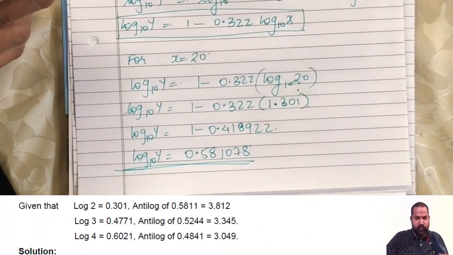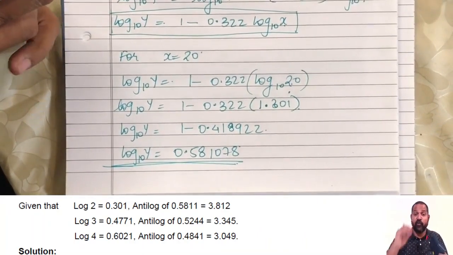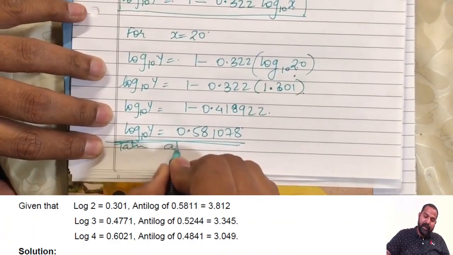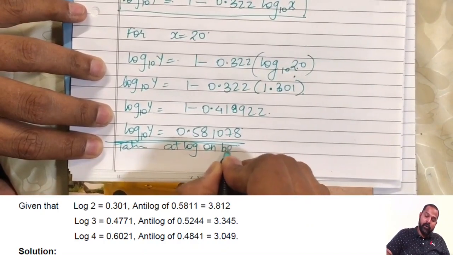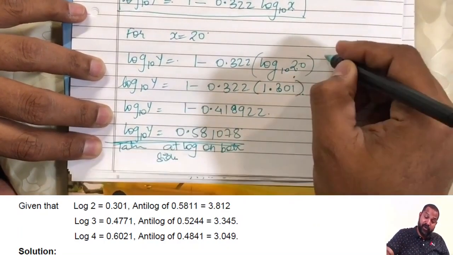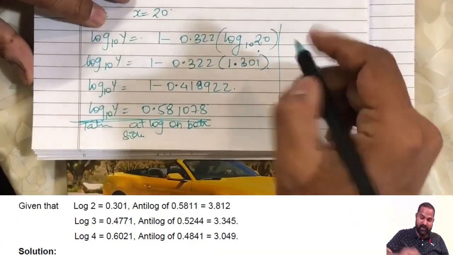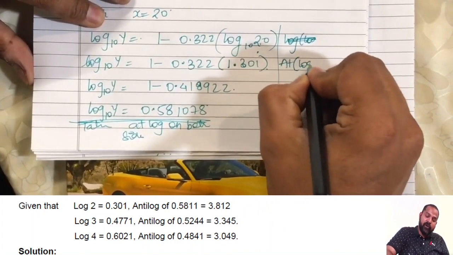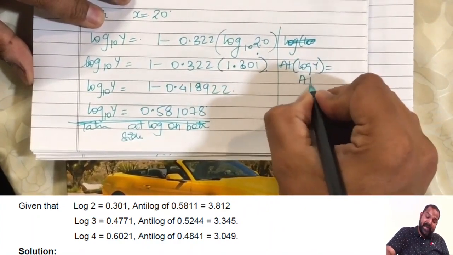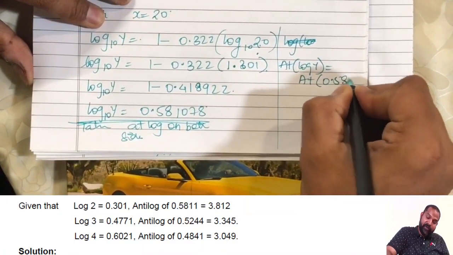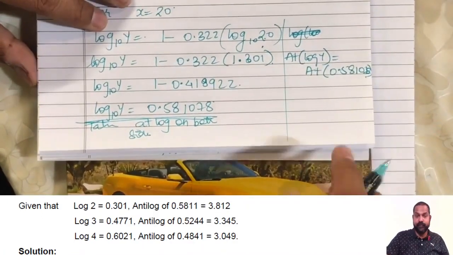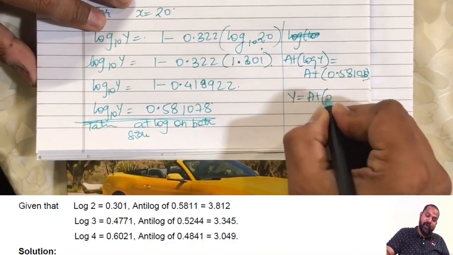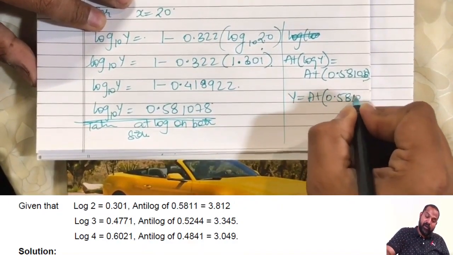One minute. I didn't ask you to find log of y. I asked you to find the value of y. So we'll have to take anti-log. Taking anti-log on both sides. Because I don't have place, I'm writing it here. Anti-log of log y is the anti-log of 0.581078. Anti-log of log y will nullify the effect and become y is the anti-log of 0.581078.